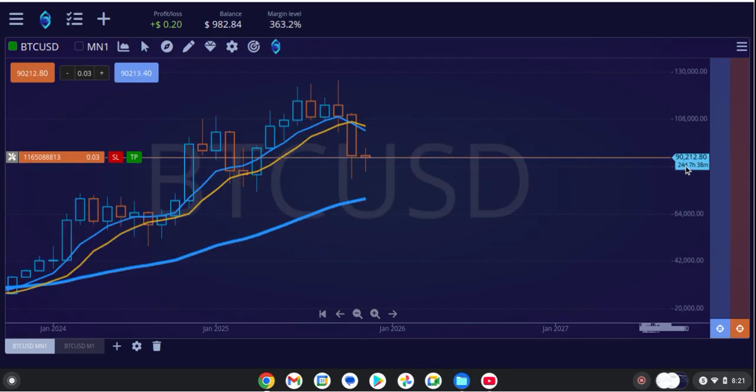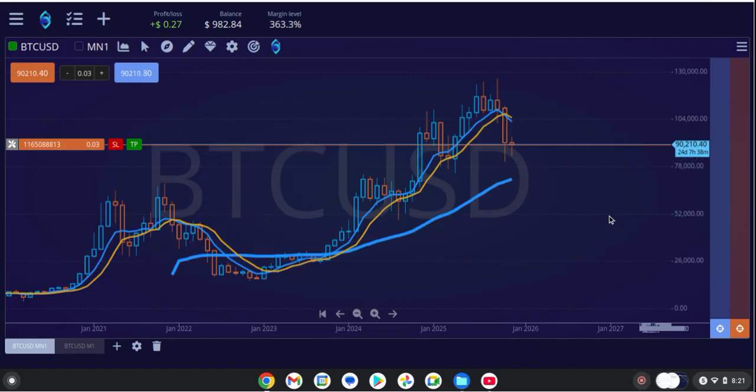Right here to the right is where the price is for Bitcoin right now. Today's date is the 13th of December, 2025. Right now, we are in an official downtrend. That means we're in a bear market. That means it's a sell. That means the price is going to continuously go down. Back to my algorithm, okay?